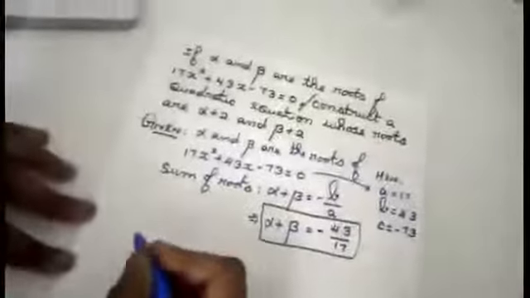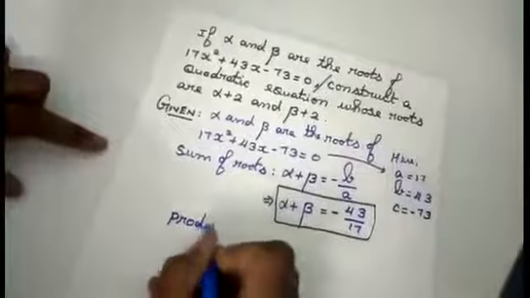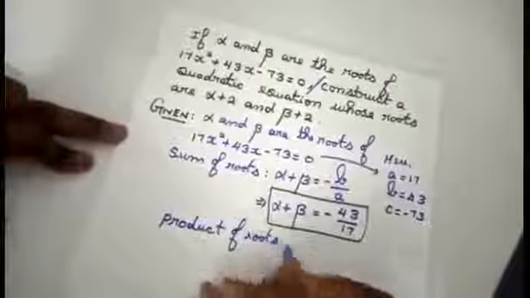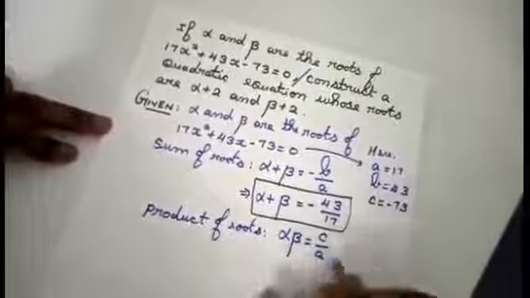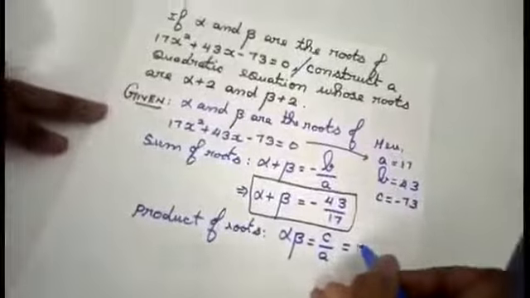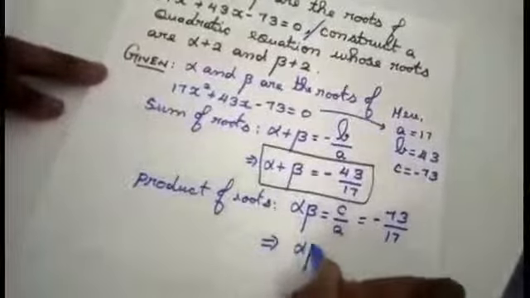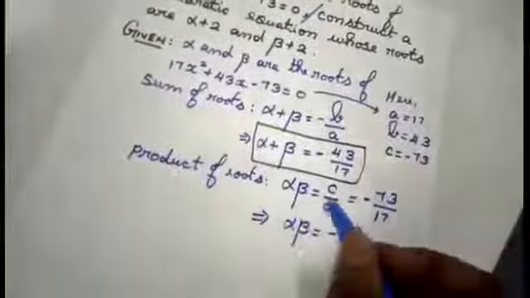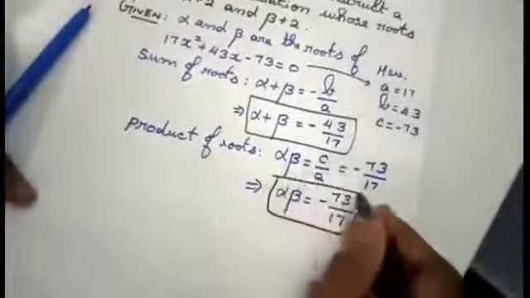Now we are going to find the product of roots, that is, product of roots alpha into beta is equal to c by a. If you calculate, the value for c is minus 73, so c by a is minus 73 by 17. That implies the value for alpha into beta is equal to minus 73 by 17. This is the value I am getting for alpha into beta. So what is the answer? Minus 73 by 17, students.